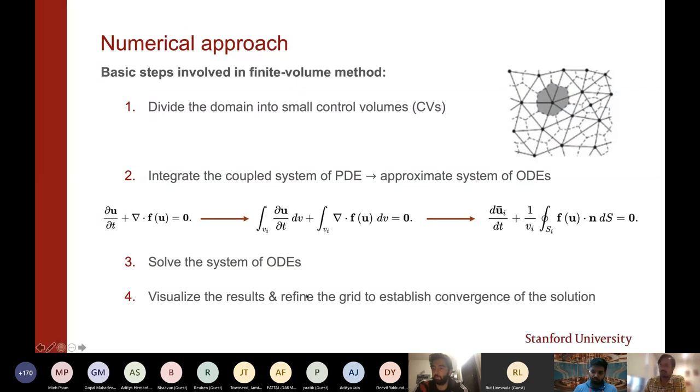And the final step is, of course, to visualize the results. That's another field in itself. And also to refine the grid and decrease the cell size to establish convergence, which is very important.